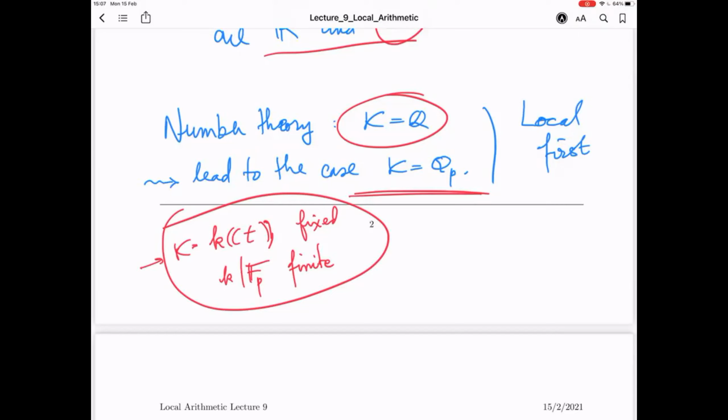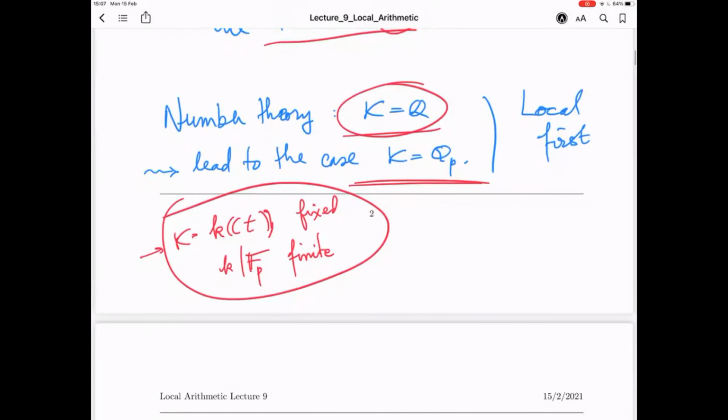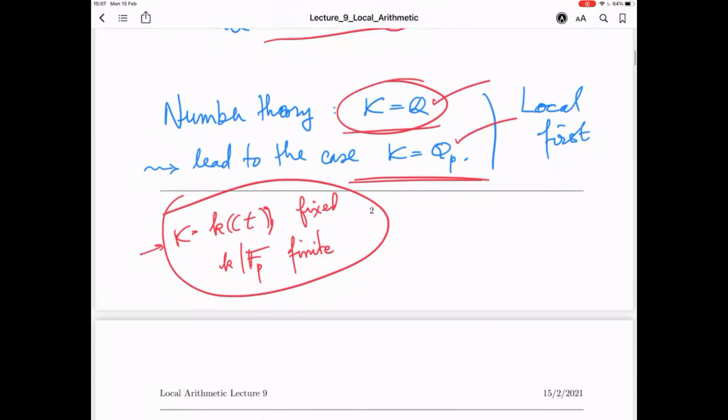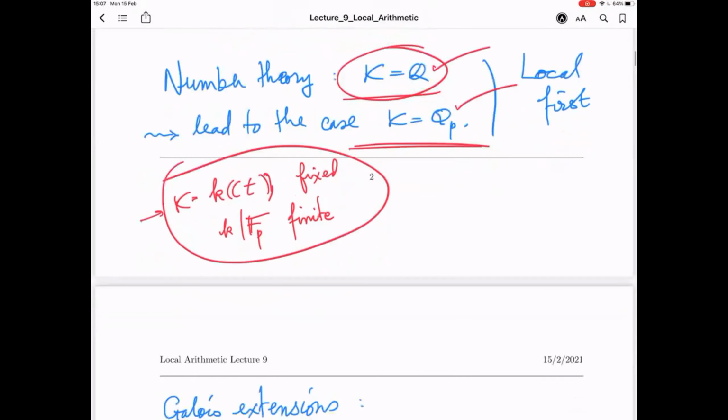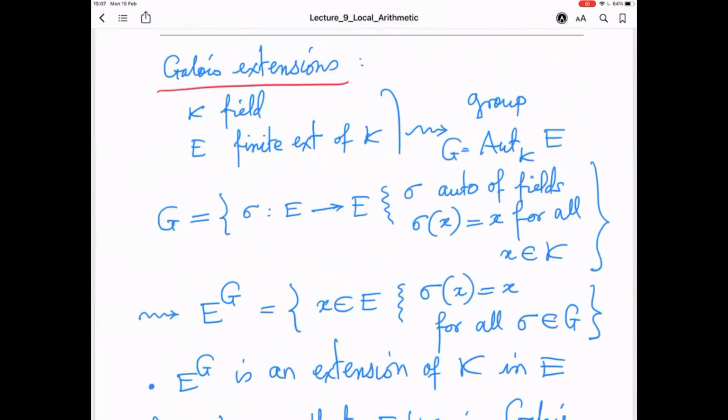Okay, but we are discussing generalities for the time being. So we would like to understand all finite extensions of K, where K is Q or Q_p. Now, among the finite extensions, there are these Galois extensions, which are essential, which are very important.